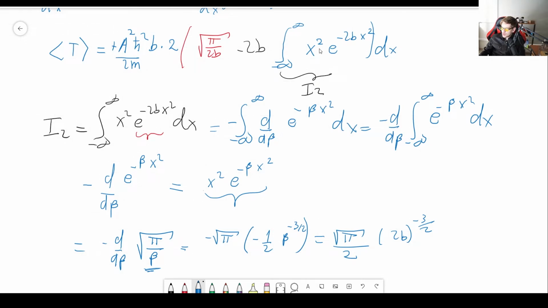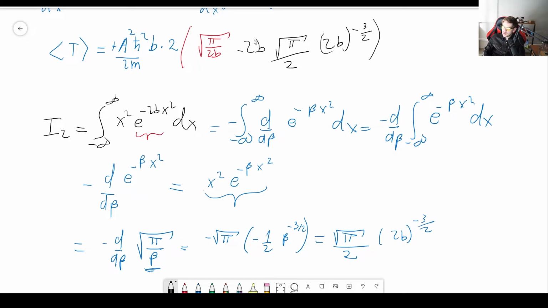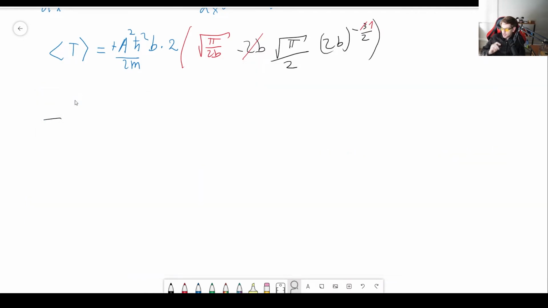And we can now just go ahead and plug it up here. So we get square root of pi over 2 times 2b to the minus 3/2 power. But we already have a 2b here, so we can multiply these, and instead of minus 3/2, we get minus 1/2, right? So let's now get rid of all this. We don't need it anymore. Bye-bye.